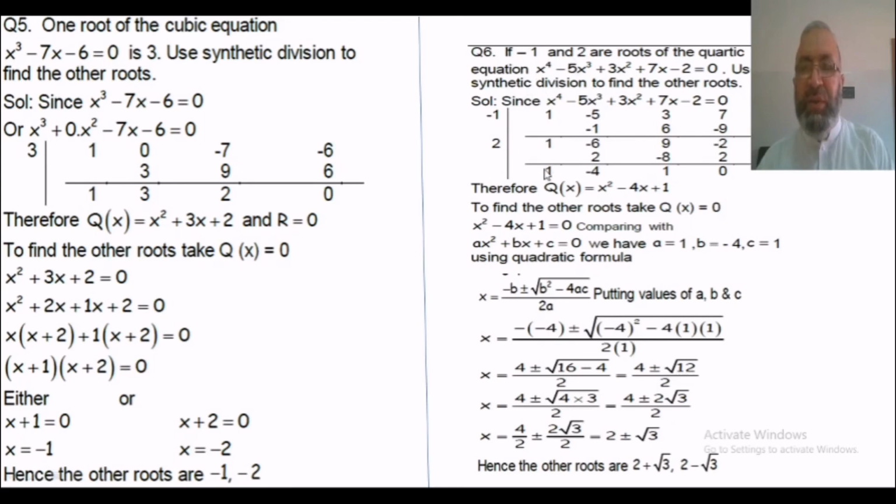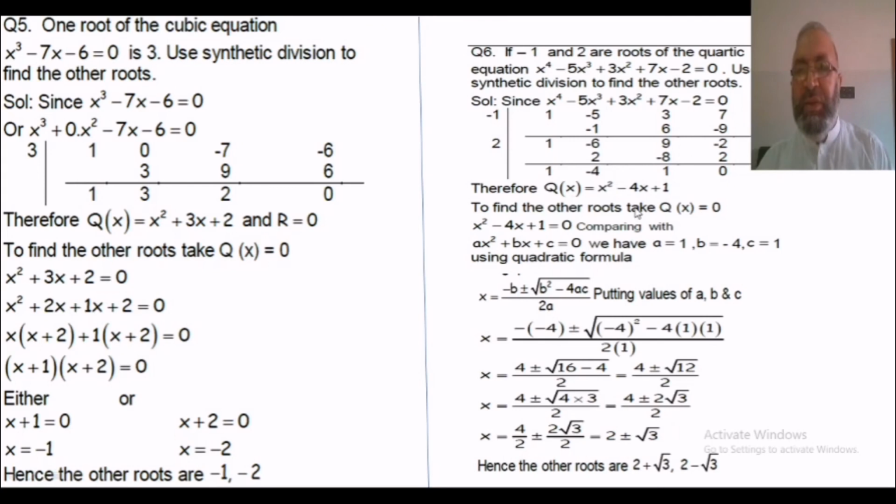So drop down the first coefficient 1, multiply by 2, 2 times 1 is 2, adding to the next coefficient we get minus 4, minus 4 into 2 is minus 8, adding to 7 that becomes minus 1, minus 1 into 2 becomes minus 2, and minus 2 plus 2 adding is 0. The last term is the remainder. So we get again remainder 0 because 2 is a root. Minus 1 and 2 are the roots. So there we get the remainder equal to 0. So the last equation, the depressed equation, we get that q of x becomes x square minus 4x plus 1.